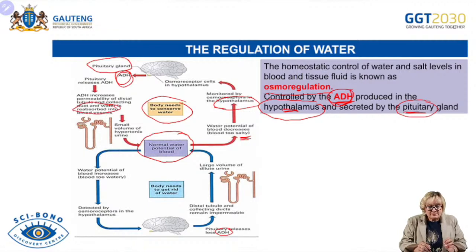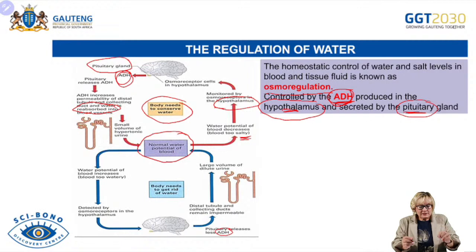All right, can you see the structure of your nephron again? But we will look at this now in detail. So very important, you must know the structure of your nephron. And you must remember that for water, the hormone that's playing a role is ADH, and it is being secreted by the pituitary gland, but the policeman in this case is the hypothalamus.